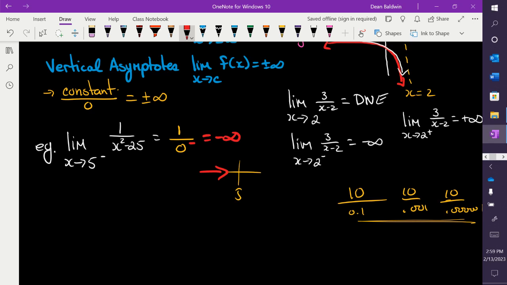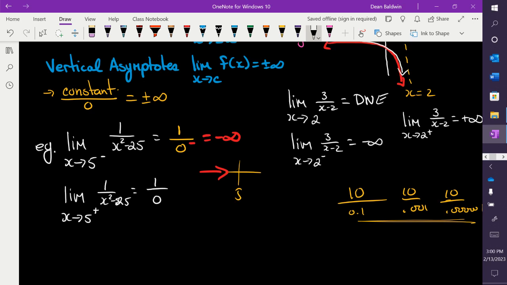Because it's less than 5. We're coming from the negative side of 5. And 5 is the vertical asymptote, right? It's going to go to negative infinity. That's what it's saying. If we come from, well, let's just do the other side. If we come at 5 from the positive side, the top is always 1. The bottom's going to be 0.